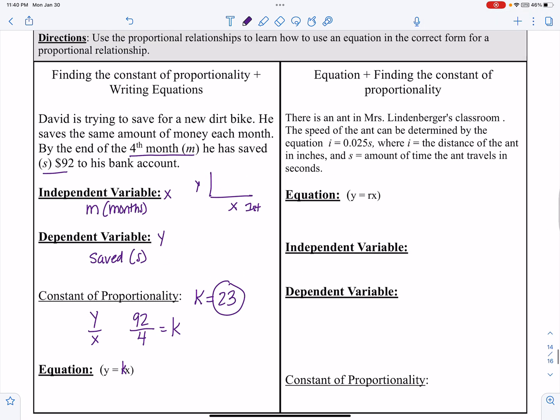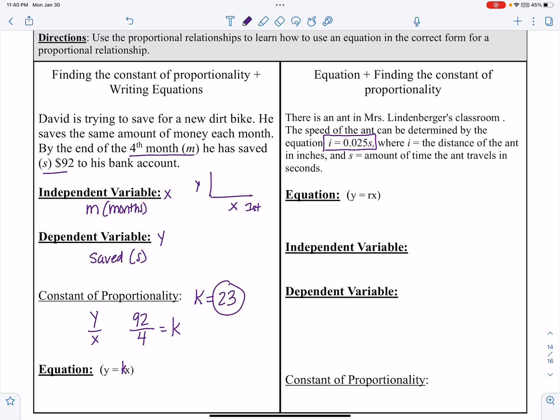All right, so let's go ahead and look at this next one. There's an ant in Mrs. Lindenberger's classroom. The speed of the ant can be determined by this equation. Here's the equation we're looking at. I is the distance in inches, and S is the amount of time the ant travels.